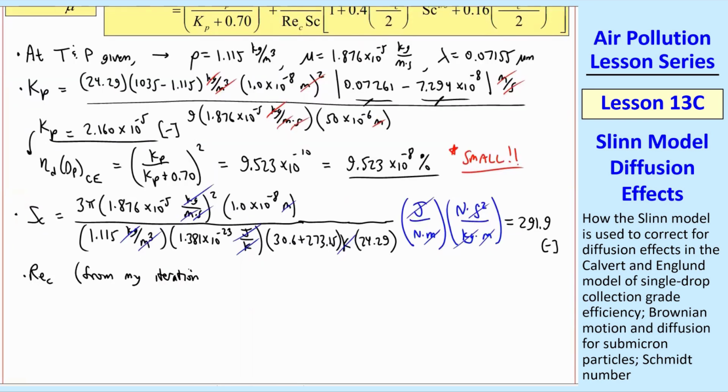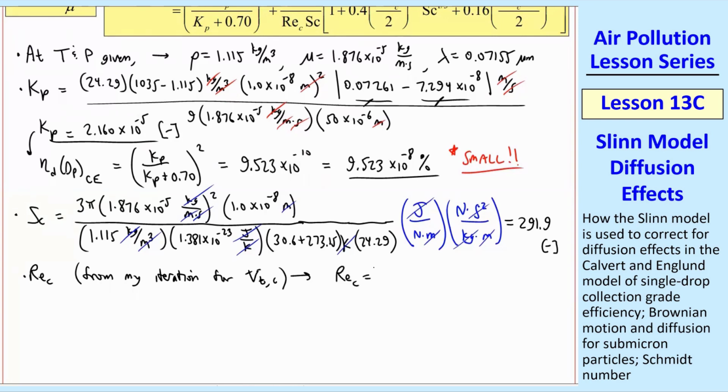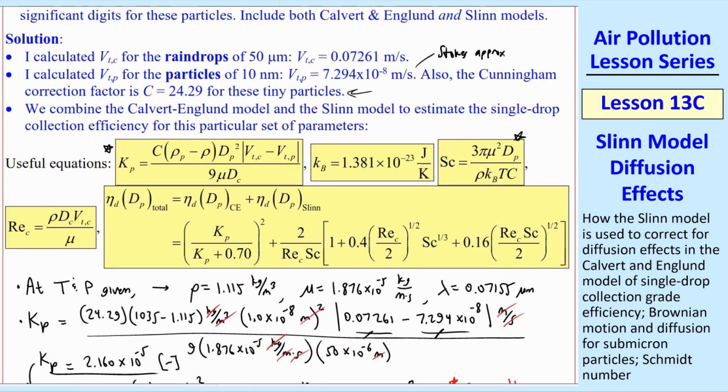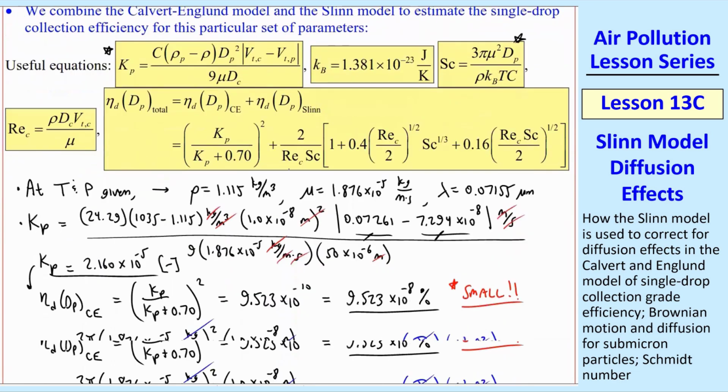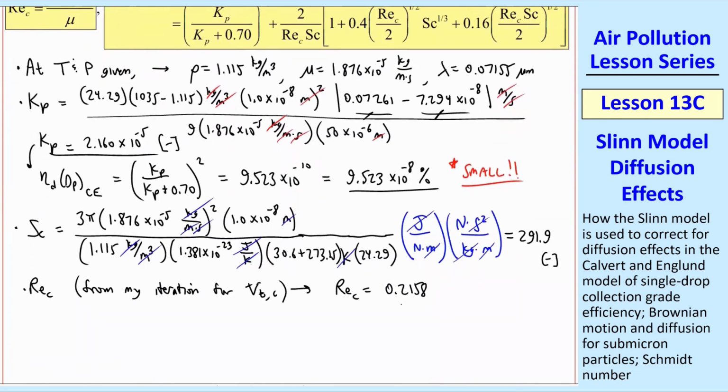I get REC for the collector particle, the drops. That comes from my iteration for VTC, so I got that from my software. REC turns out to be 0.2158 for these collector particles. I should mention here that we can use Stokes approximation for the particle terminal settling speed. That Reynolds number is really tiny. But for VTC, we can see that our Reynolds number is not less than 0.1, although you won't have a whole lot of error if you'd use Stokes for this particular example.